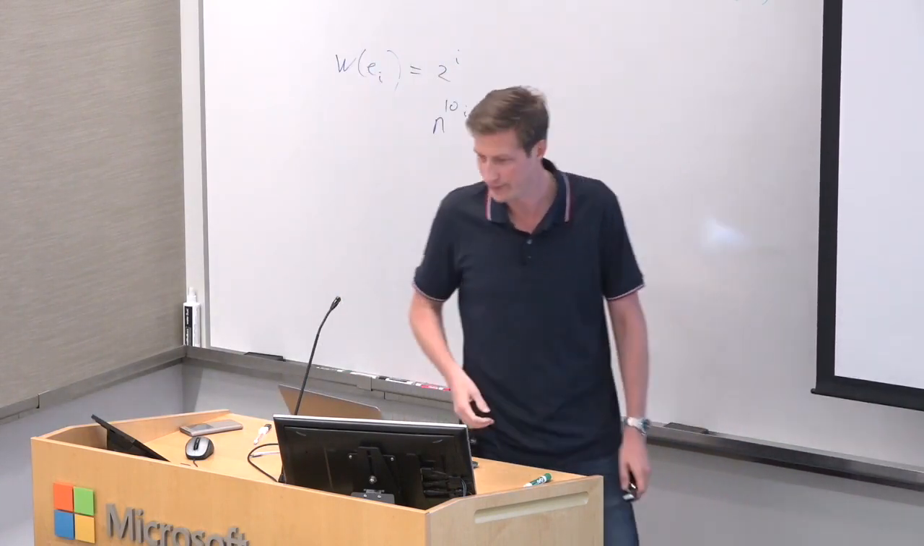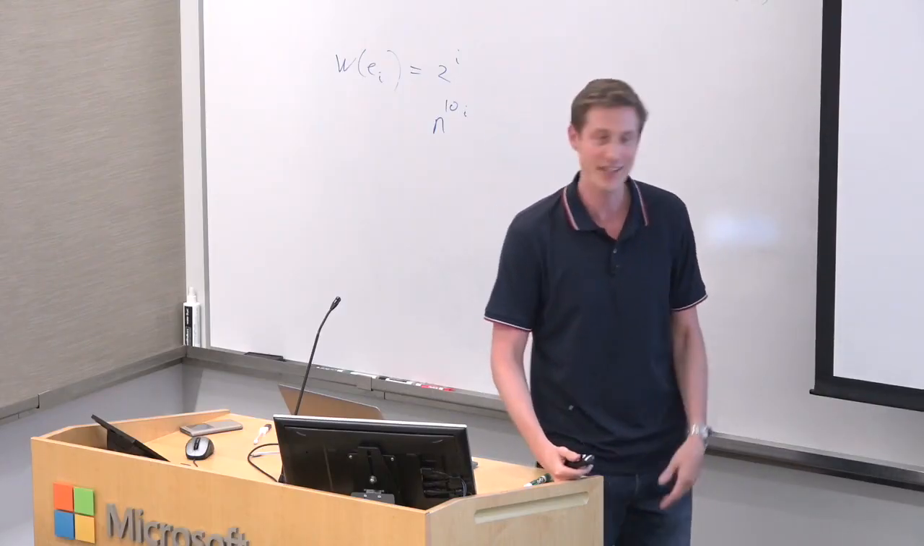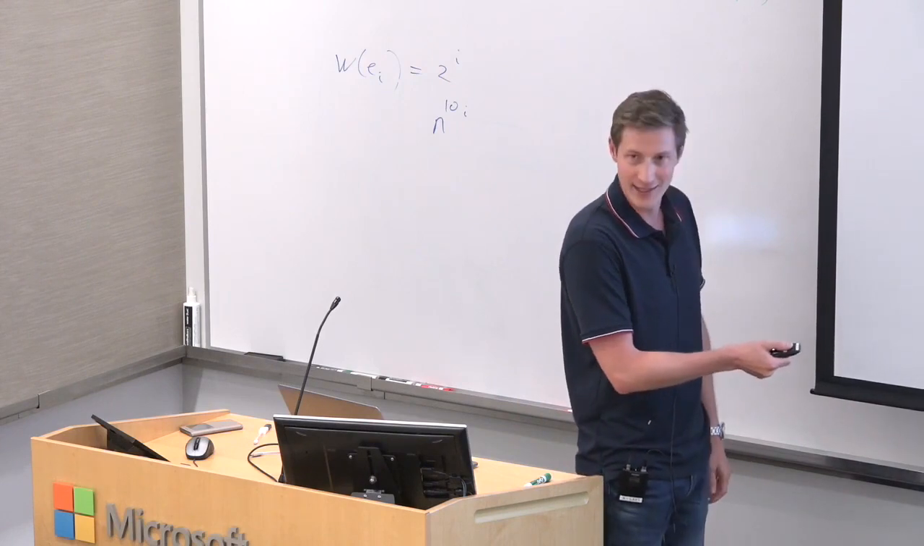All right, so this looks good. The only issue is that the graph may have exponentially many cycles, so it's a lot of stuff to deal with. But as we say, we should not be greedy. So this is the old lemma, and that's why I selected the weight function class as I did.